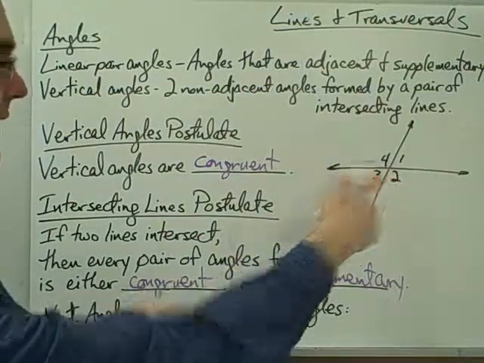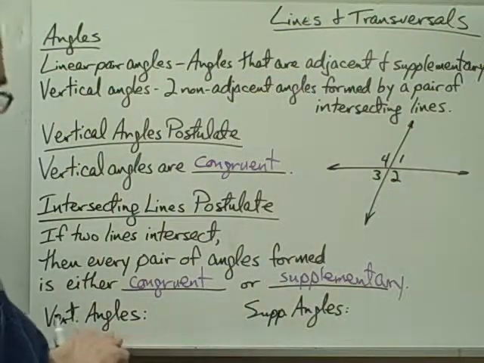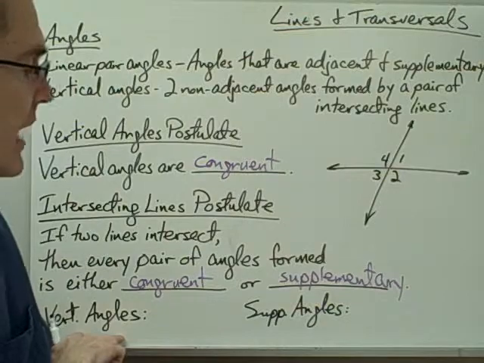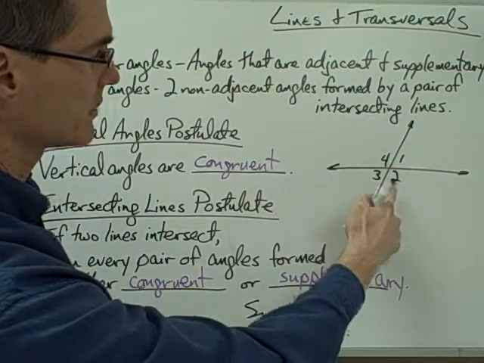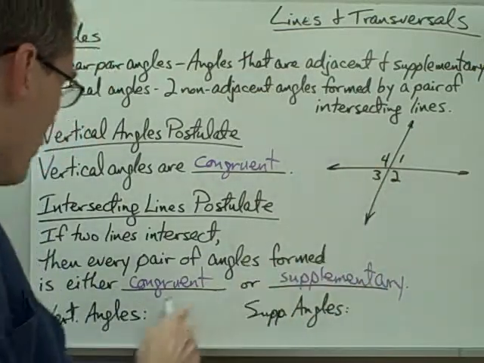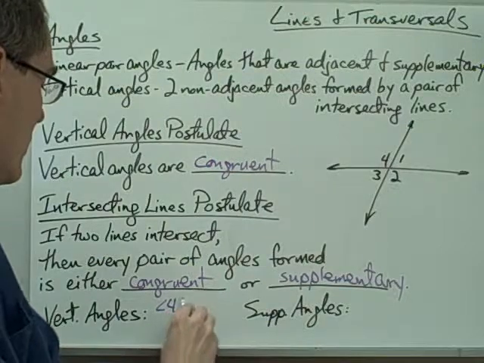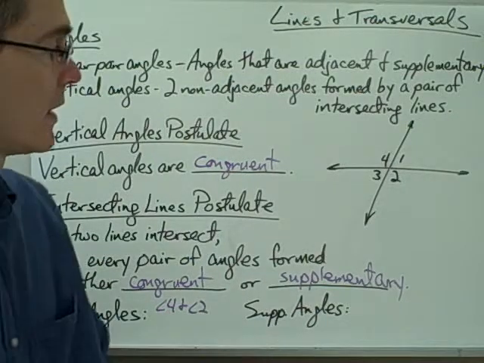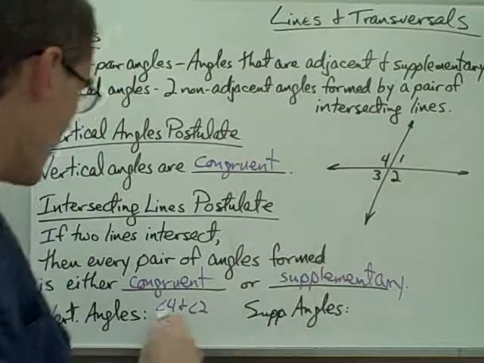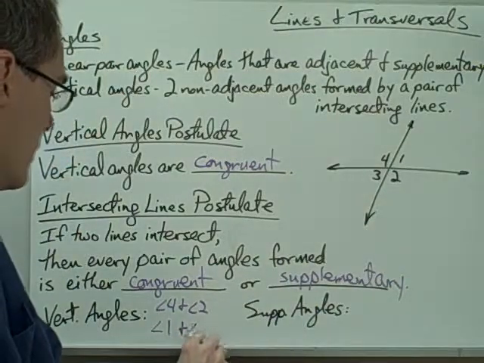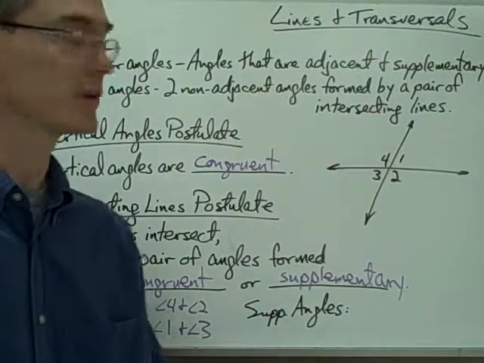So for this diagram right here, we could in fact name all of our pairs of vertical angles. So let's see, I've got two pairs of vertical angles here. I've got angle 4 and angle 2. That's one pair of vertical angles. And angle 1 and angle 3. That's another pair of vertical angles.